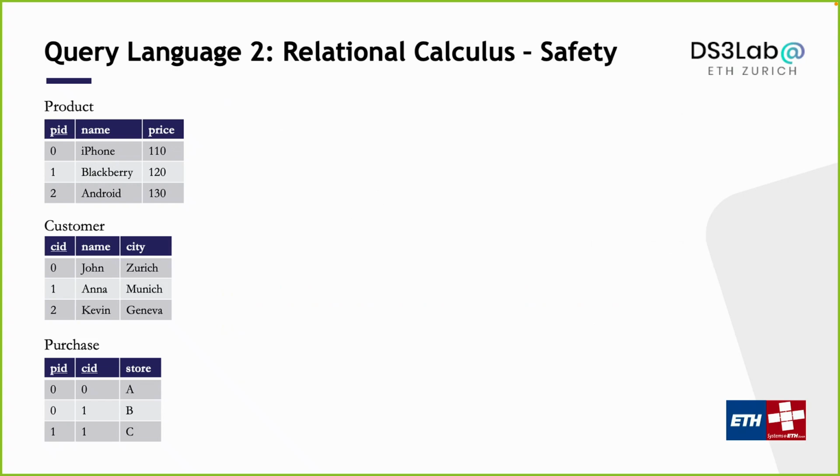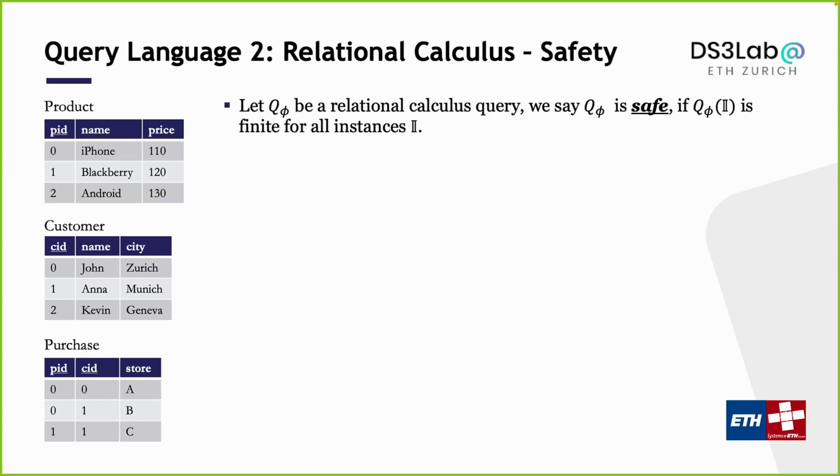What is the safety of a query? We say a query is safe if and only if for all finite database instances, evaluating this query on those instances will always give me a finite amount of tuples as the answer.